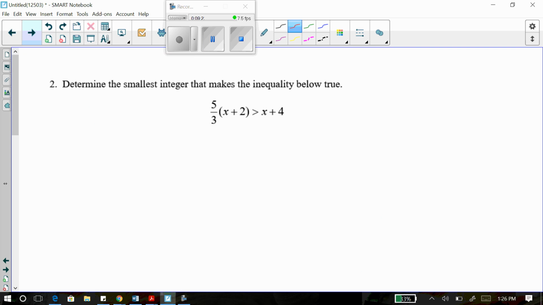All right, Regents loves to ask these types of questions. Find the smallest integer that makes the inequality below true. Well, to do that, we need to solve. So I'm going to draw the line down the middle because I like to draw the line down the middle, but some of you do not, and that's okay. Whenever you see distributing, you're always going to start with distributing.